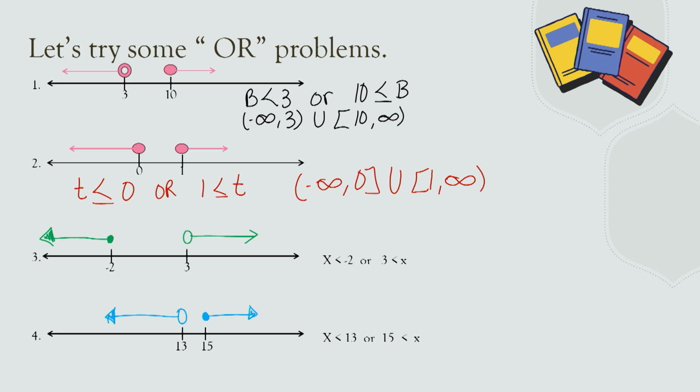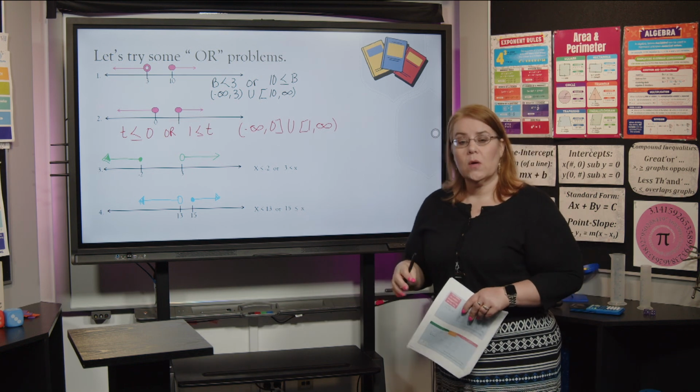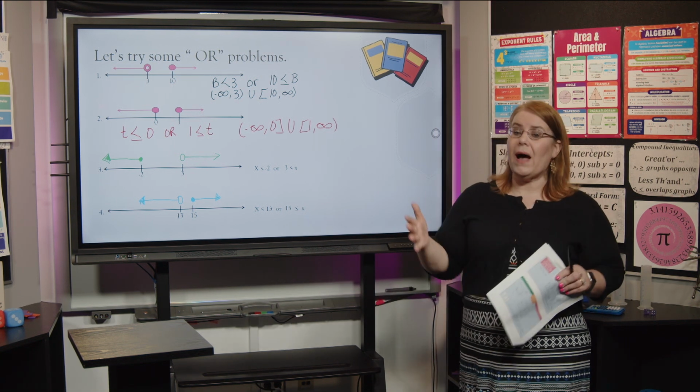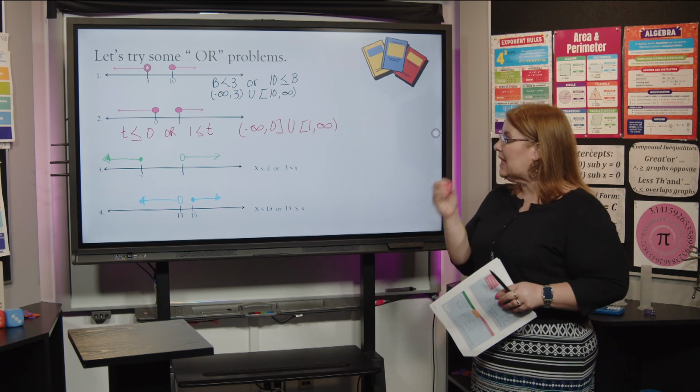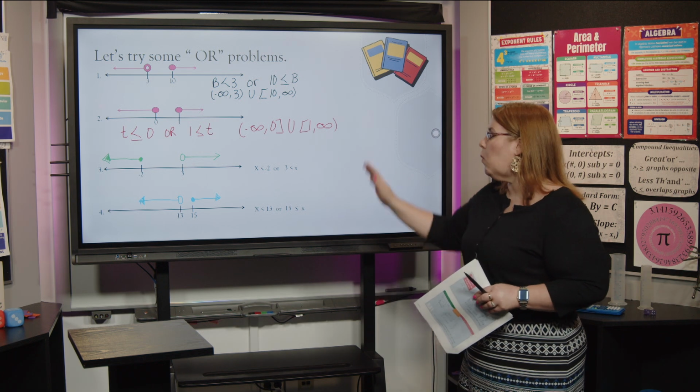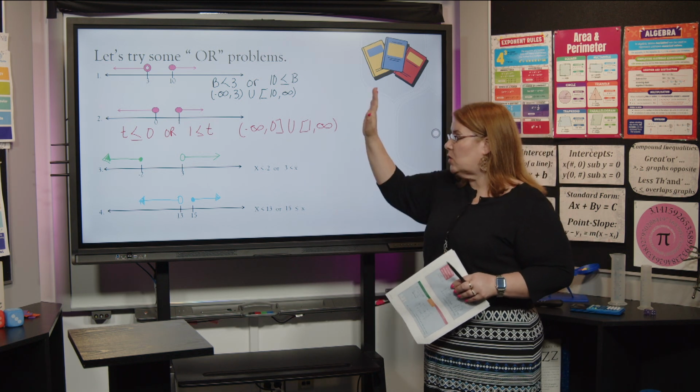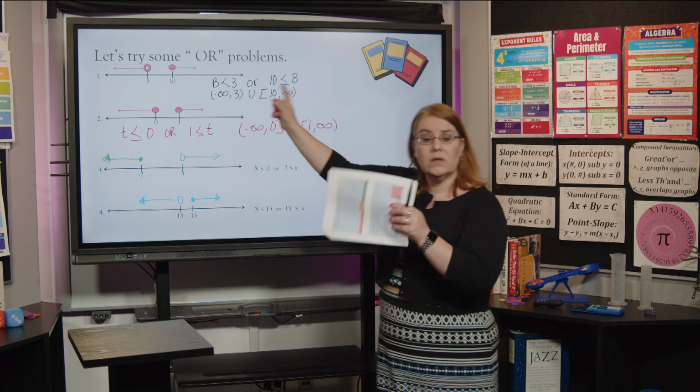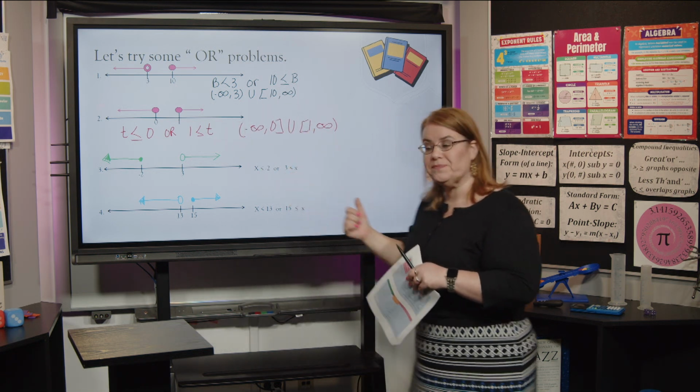Look and see how your arrows are going, making sure that it's telling you where all the possible unknowns could be. That's the key for these, because you want to make sure that what's being said in the expression is what you've put on your graph, or what's on the graph is what you put in your expression. Good job.